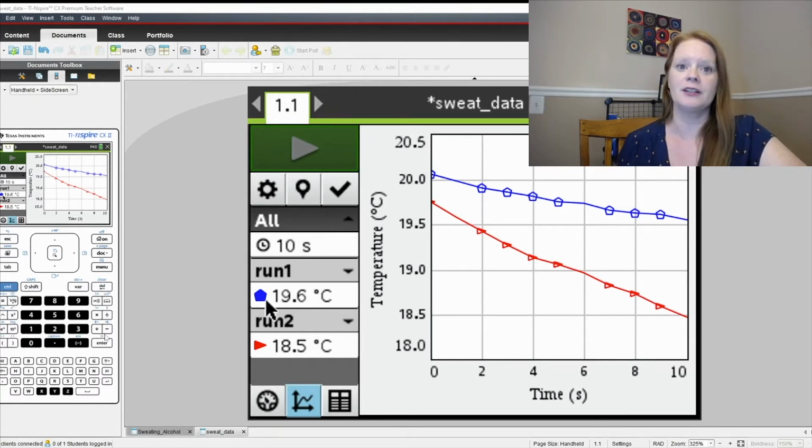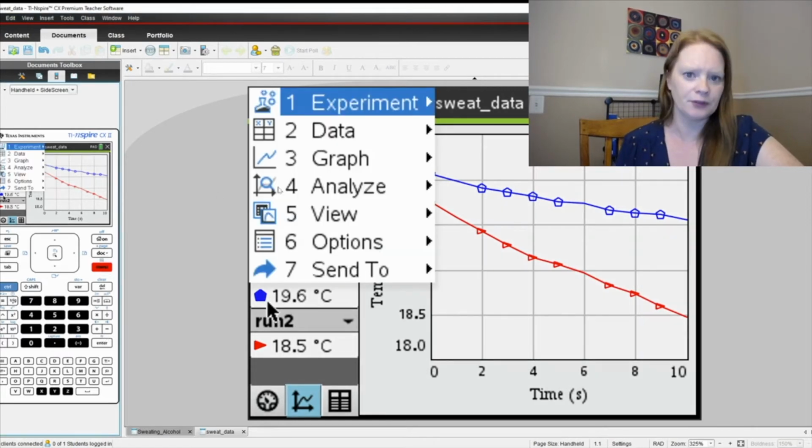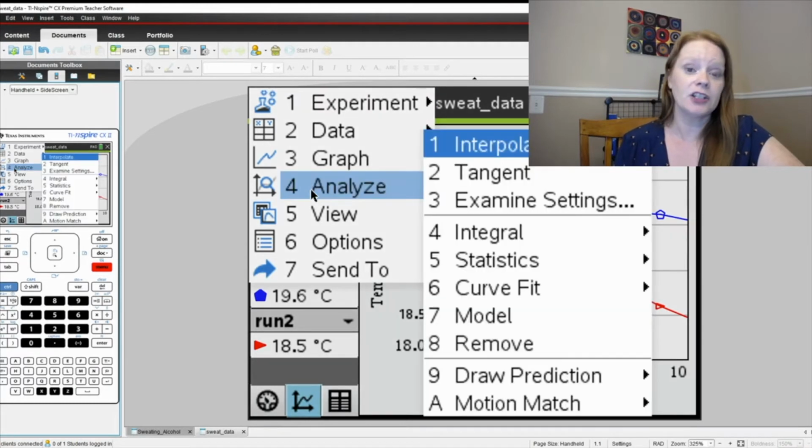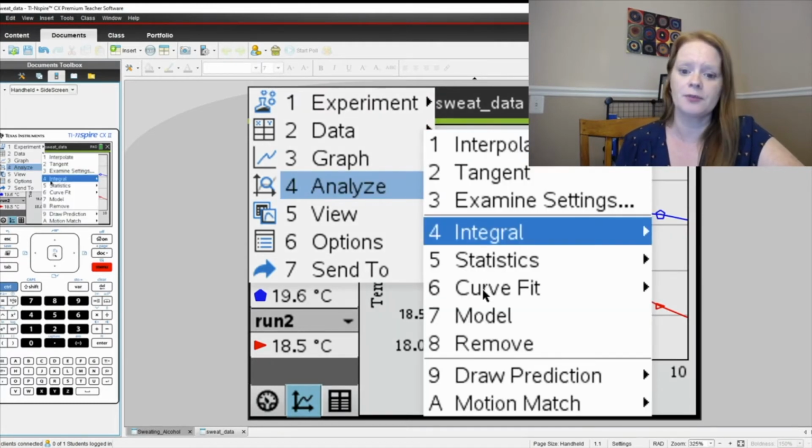So we want to calculate how fast this water or alcohol evaporated off. Well, not necessarily how fast, but what was the change in temperature. So what was the change in temperature and comparing the difference between water and alcohol. So we're going to start by hitting menu. And from menu, we click analyze because we want to analyze our data. And then we're going to go to curve fit. And then we're going to select our temperature. So we're going to start with temperature 1.